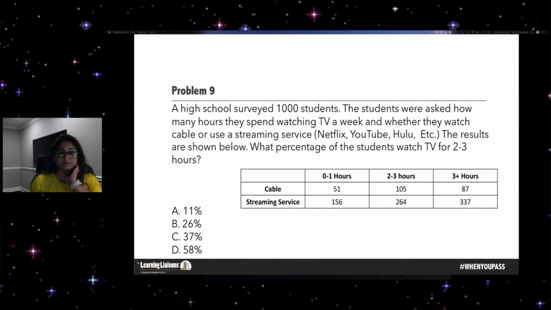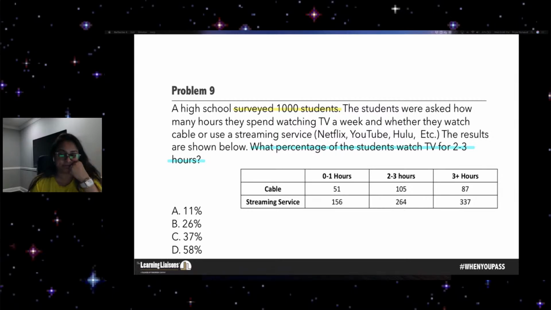All right, problem 9. It says a high school surveyed 1,000 students, very similar to the problem before. The students were asked how many hours they spend watching TV a week and whether they watch cable or use a streaming service, Netflix, YouTube, Hulu, etc. And the results are shown below. So the table is exactly the same as the one before. Now the question has changed. What percentage of the students watch TV for 2 to 3 hours?